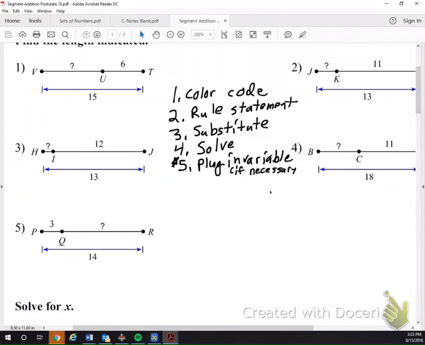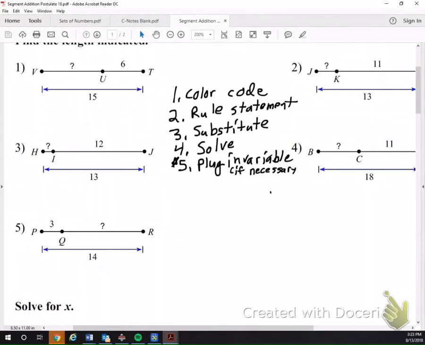Step 2 is the rule statement. Now the rule statement comes from the postulate itself. The postulate itself is the ABC or collinear. B is between A and C. And therefore the distance from A to B plus the distance from B to C is equal to the distance from A to C. So we write that down, we then substitute it out, and then we go ahead and solve.